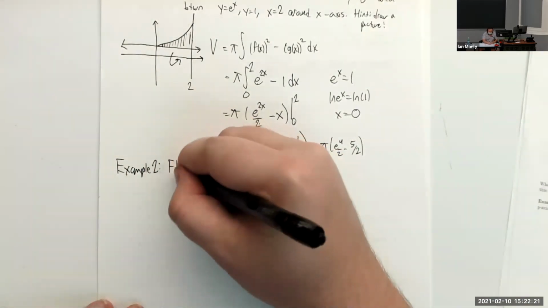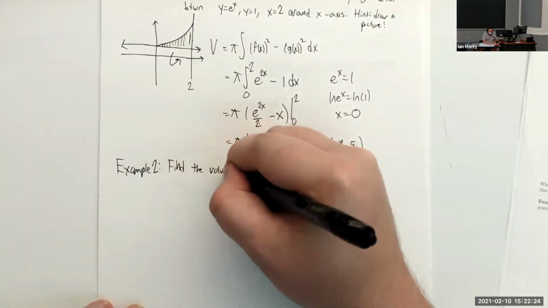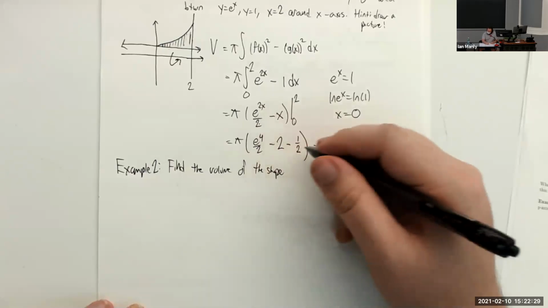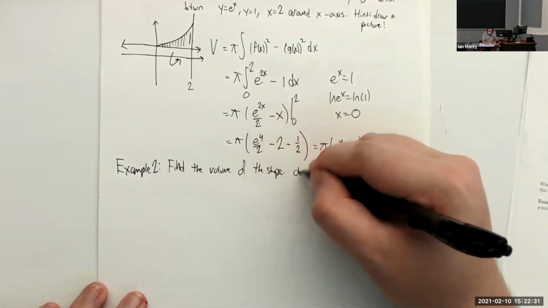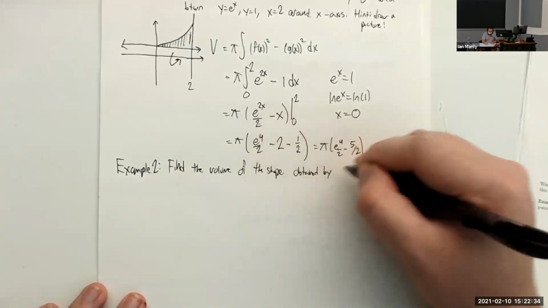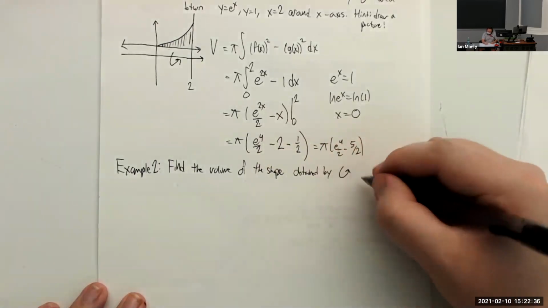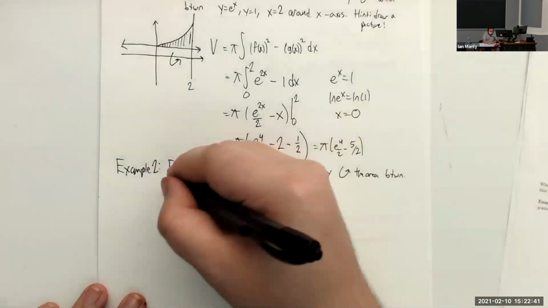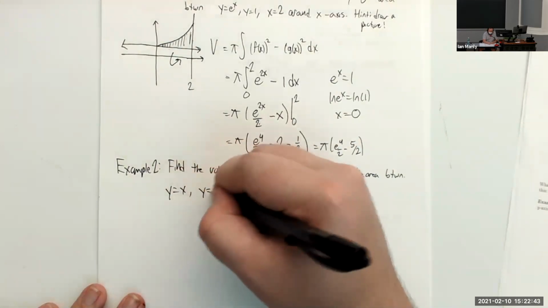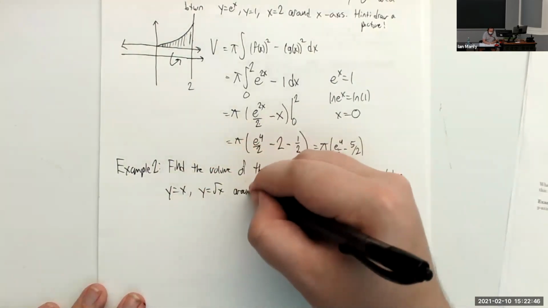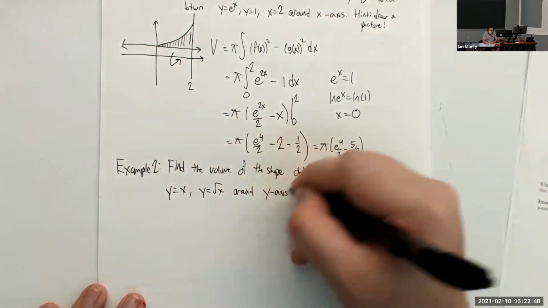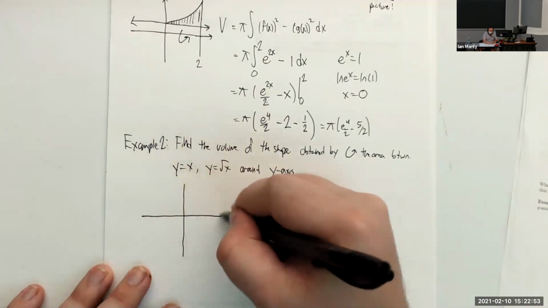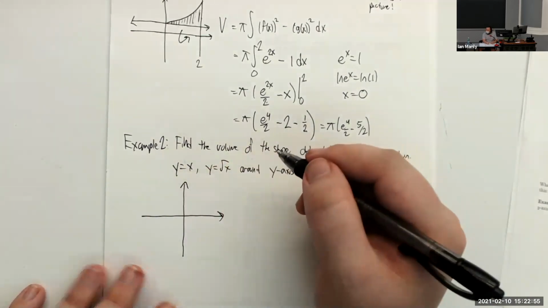Okay, find the volume of the shape obtained by rotating the area between y equals x, y equals root x around the y-axis. So we actually already know what this looks like. These are literally the same 2 curves that we had for the first problem here.